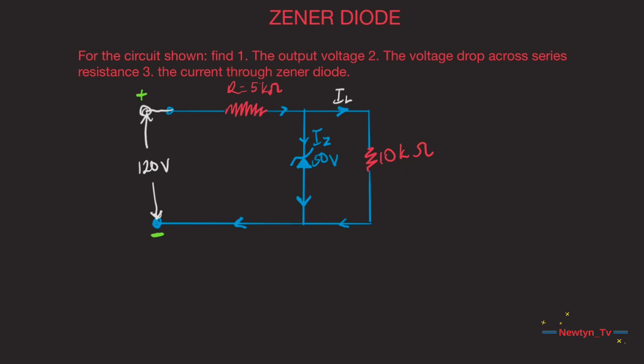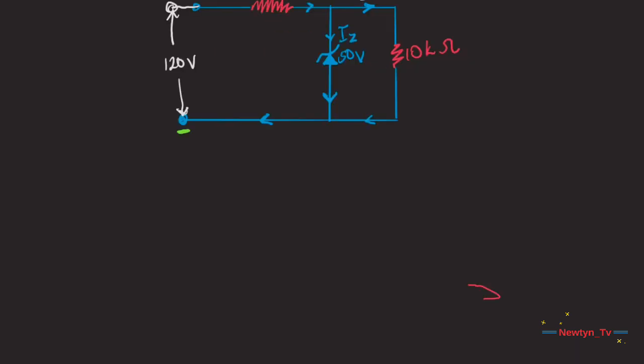Now, in this video, we'll explore several solved problems that will help us to understand the characteristics and some applications of the Zener diode. So let's first get to the first problem here. For the circuit shown here, we are going to calculate the output voltage, and secondly, the voltage drop across the series resistance. Then lastly, we will calculate the current through the Zener diode. So now let's get to the problem. So let's look at the solution.